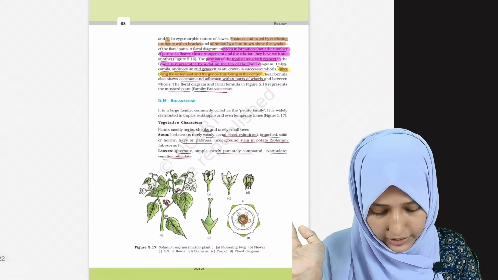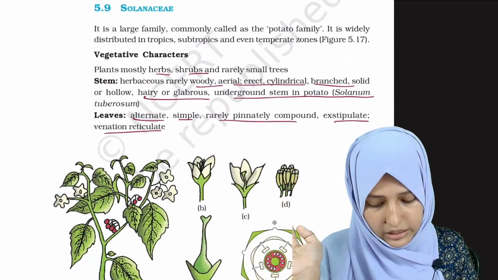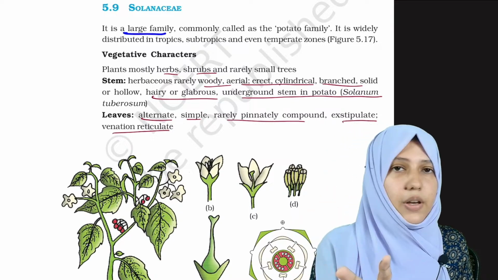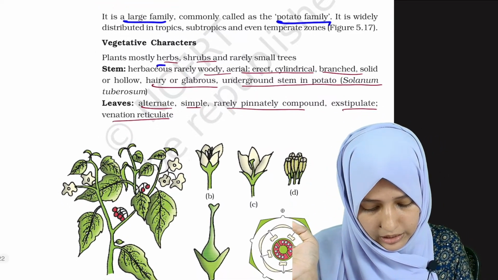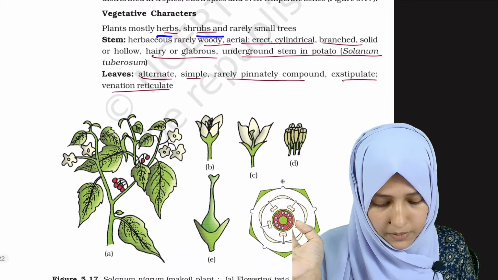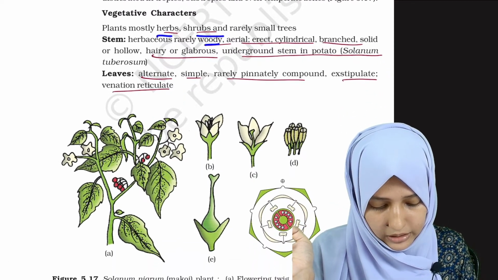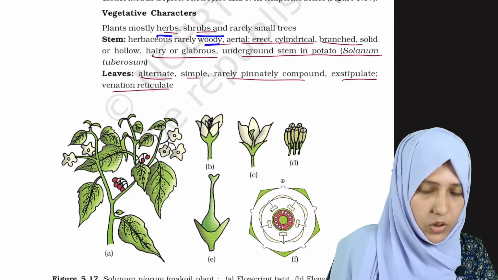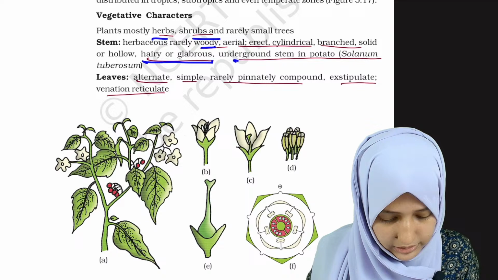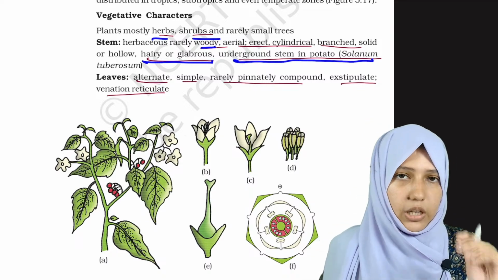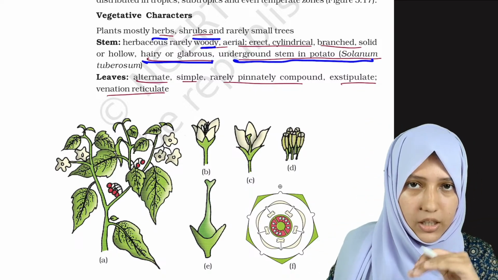Now coming to Solanaceae. What is Solanaceae? Solanaceae is a large family, the potato family. It will be mostly herbs, shrubs and small trees. It can be woody, aerial, erect, with cylindrical branches. These are all common points; you just have to read them once. Hairy or glandular, with an underground stem in potato. What is a potato? Potato is an underground stem.